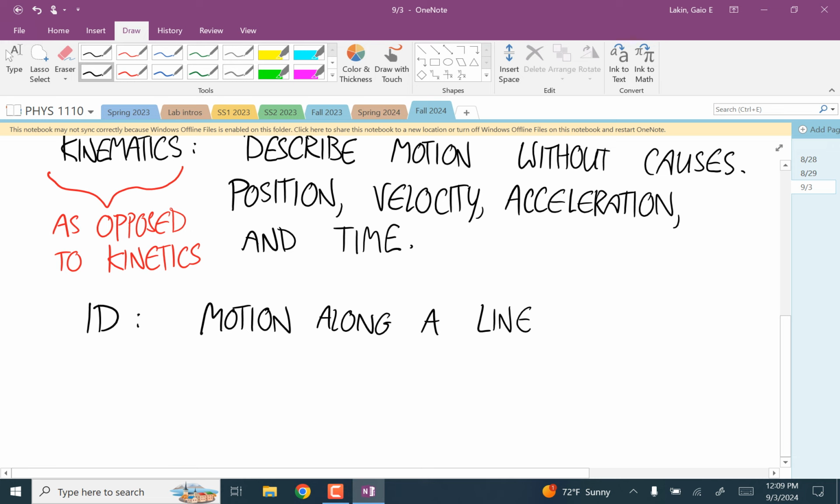But notice that if you have a wire that curves through space and you have a bead that slides along the wire, that bead isn't moving along a line, right? It's moving along this curved path. But at every point, it can only go one way or the other way. So that's also one-dimensional motion, even though it's not a line. But the stuff we're going to talk about is along a line.